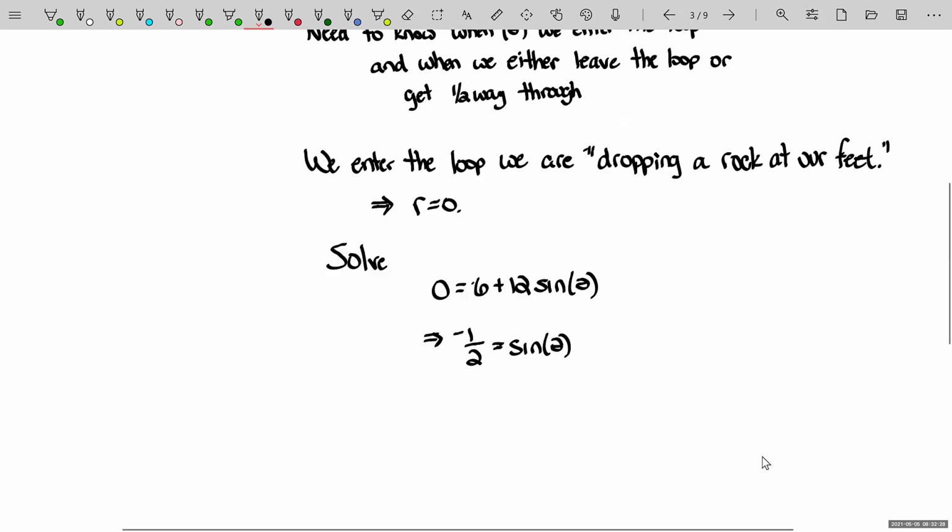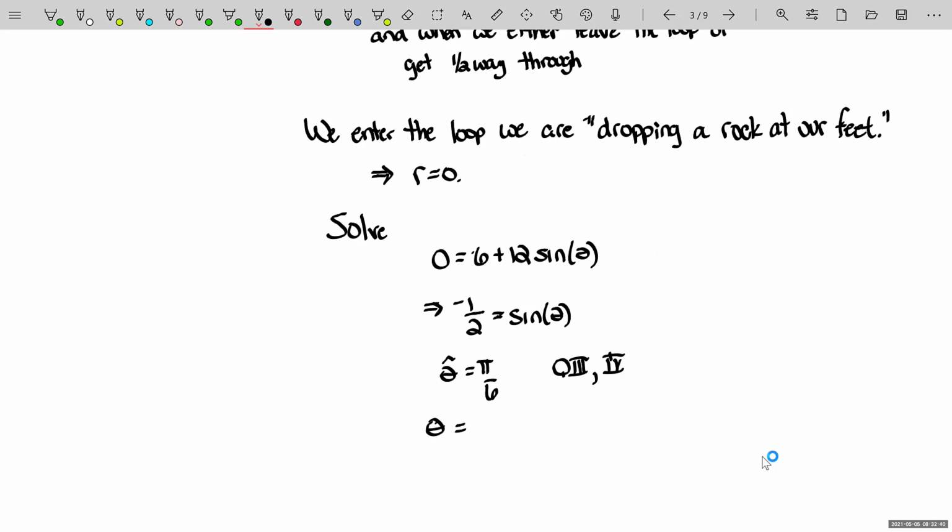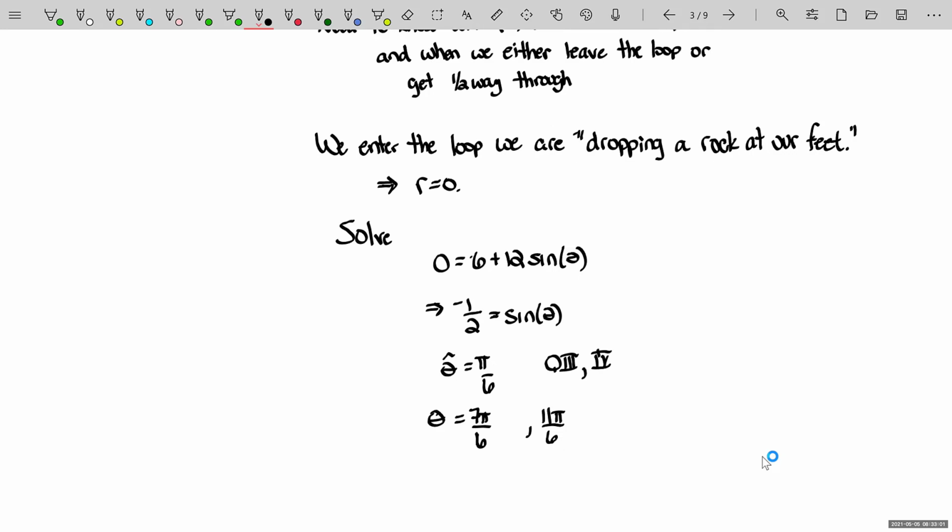We know that the reference angle is pi over 6, and we know that sine is negative in quadrants 3 and 4. So our true angles are 7 pi over 6 and 11 pi over 6. So that's when we actually enter and exit. So I could just integrate from 7 pi over 6 to 11 pi over 6 if I want to. Or I can integrate from 7 pi over 6 to 3 pi over 2 and double it up. Doesn't really matter. It'll give you the same value.